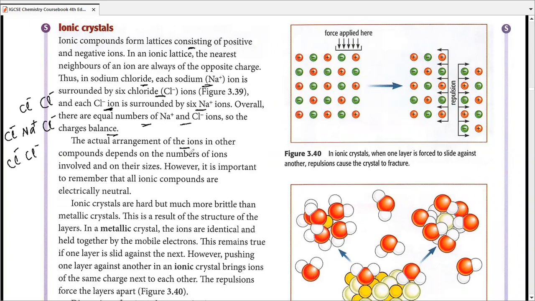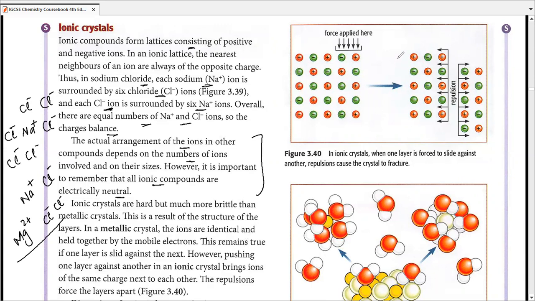So their actual arrangement of ions depends upon the number of ions involved and their sizes. However, it is important to remember that all ionic compounds are electrically neutral, which means the charges always cancel one another. So if there is one positive, there should be one negative. If there is an ion of a positive 2 charge, there would be two negative ions in order to make sure that we balance the whole compound. That's what this paragraph means.